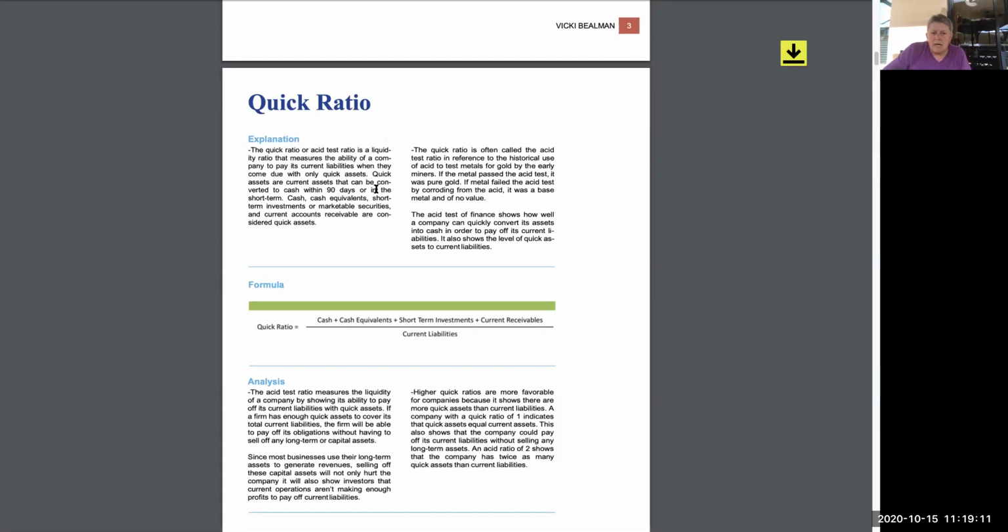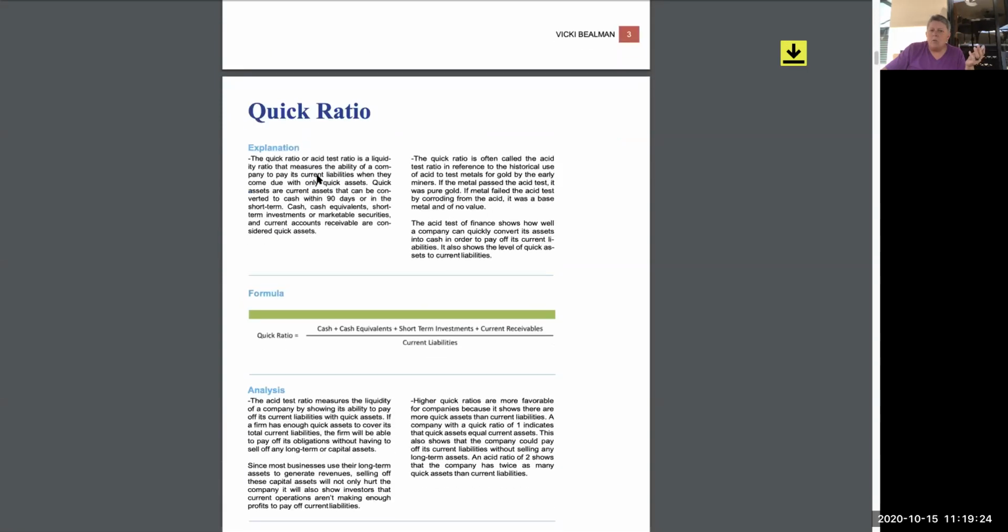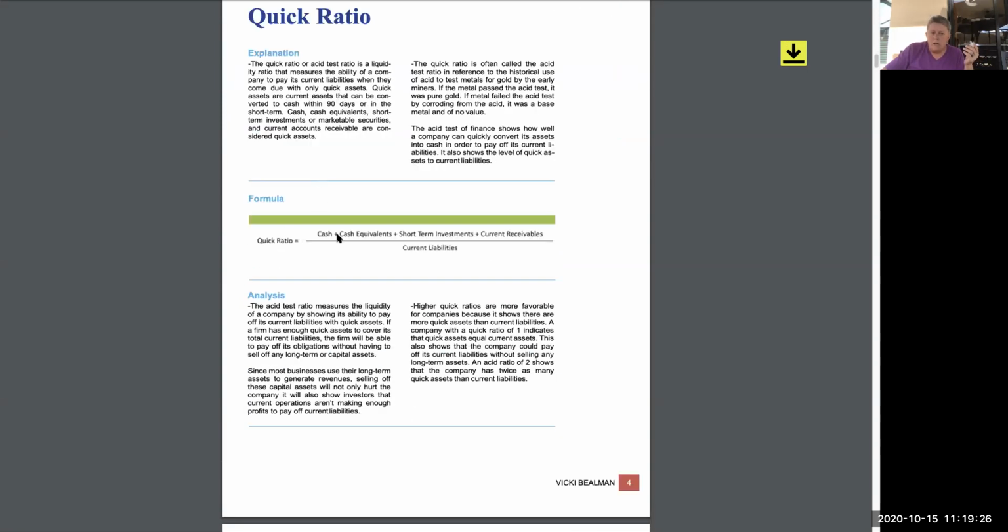Quick assets are current assets that can be converted to cash within 90 days. Because if you get more than 90 days late on something, your credit is shot. So what are we going to do? We're going to calculate and see where we are on this quick ratio. Use cash, cash equivalents, and short-term investments plus receivables divided by current liabilities.